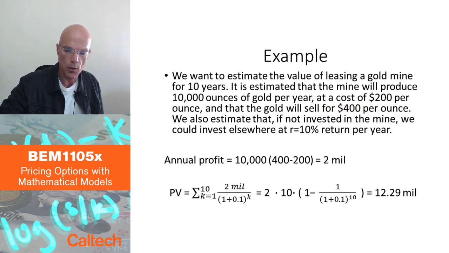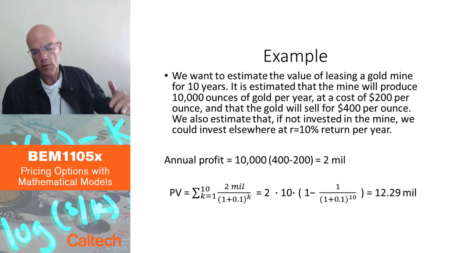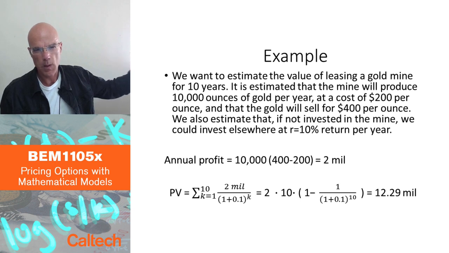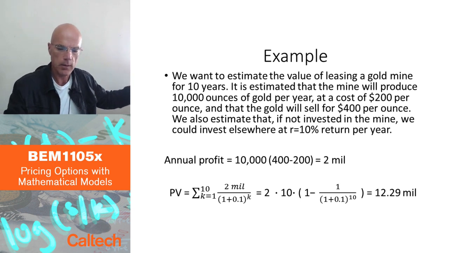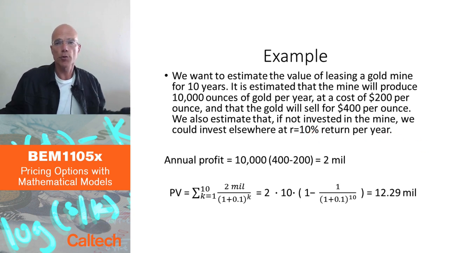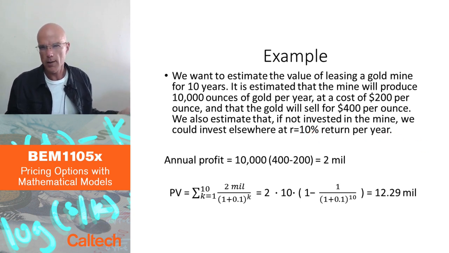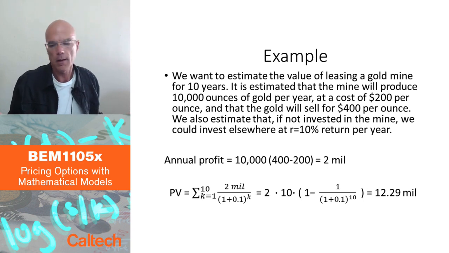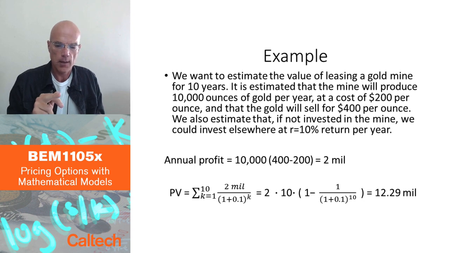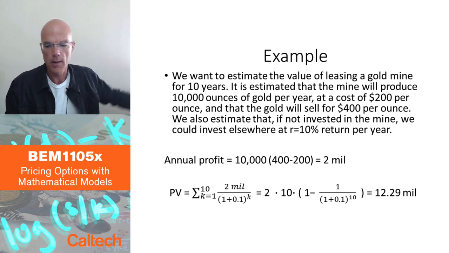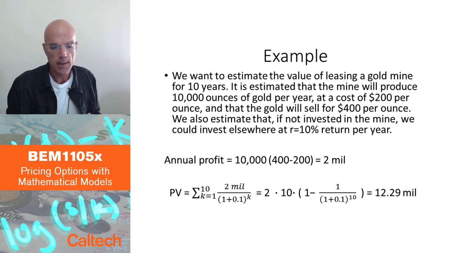And we also assume that if we don't invest in the mine, but put our money somewhere else, then we can get a return of 10% per year for the next 10 years. Okay? These are huge assumptions. There's no way you could really know this in a situation like that. You cannot know that the cost will always be the same for 10 years and what it will be. You cannot know how much the gold will sell for in 10 years or how much you can get in other investments.